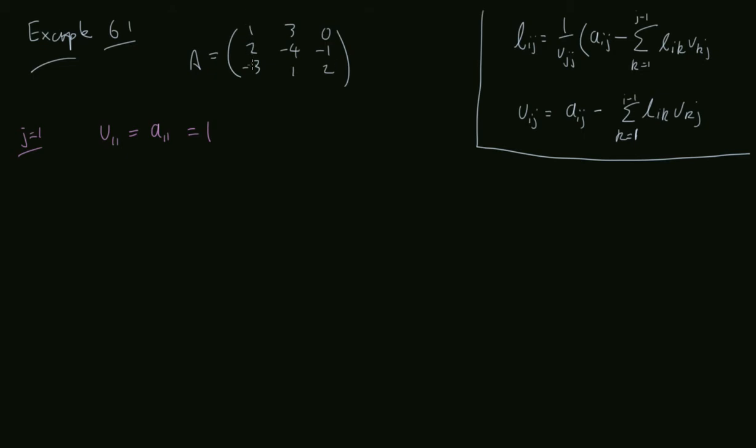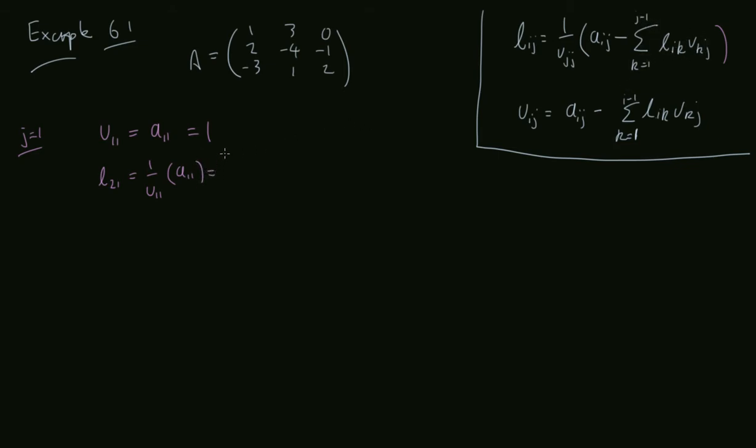So when we go down, I've finished with the upper triangular element, so now this 2 is in the lower triangular region, so now I'm calculating L21. So if we use this, we've got 1 over U11 multiplied by A11, minus this summation, but of course j in this case is 1, and so this sum doesn't really exist.